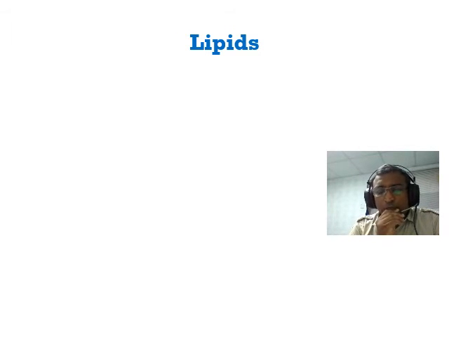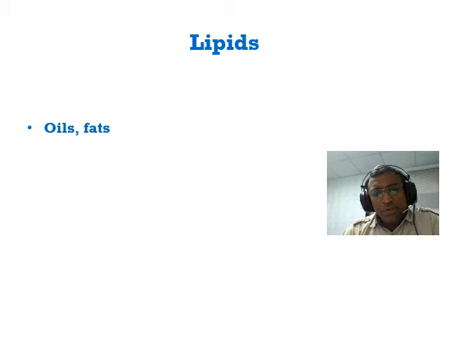We have come to the last macromolecule. We already covered nucleic acid. Then we went on to cover protein and its subtopic of enzyme. And recently we looked at carbohydrate, and now we are looking at lipid. So lipid is considered oils and fat.